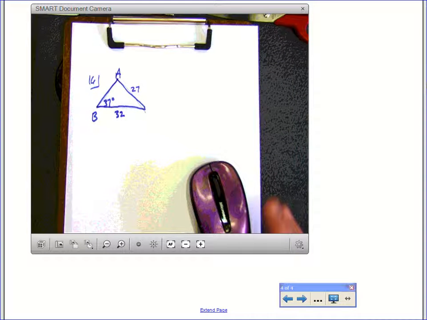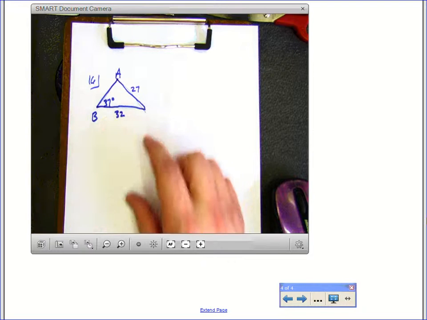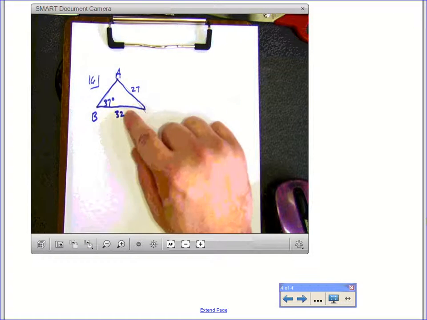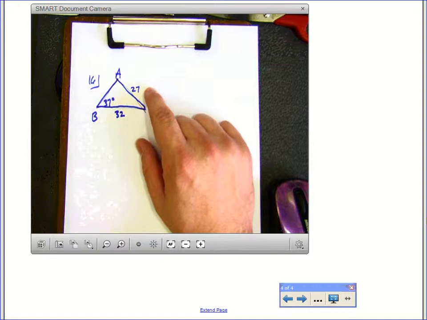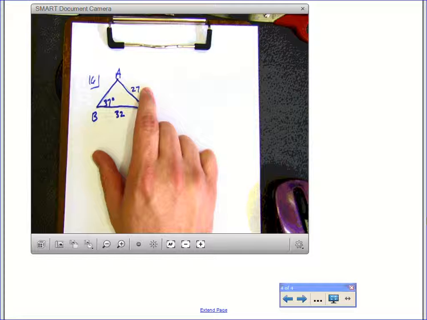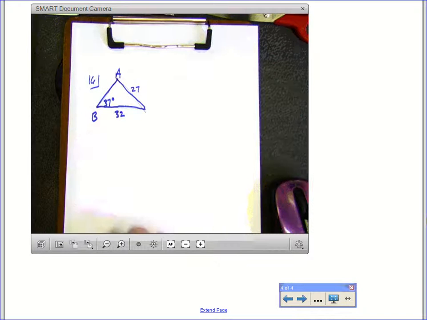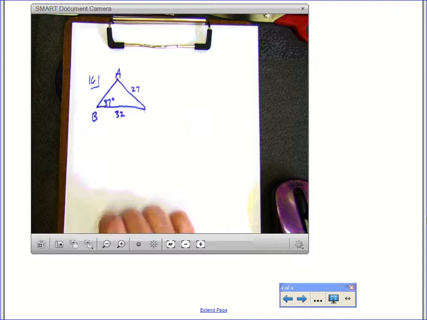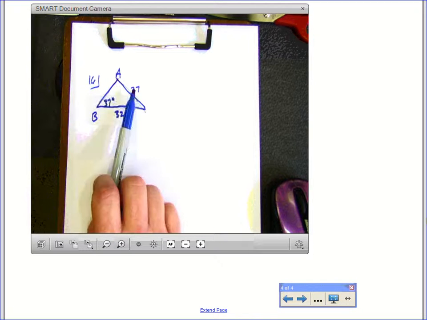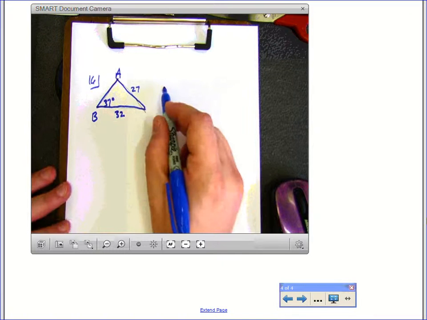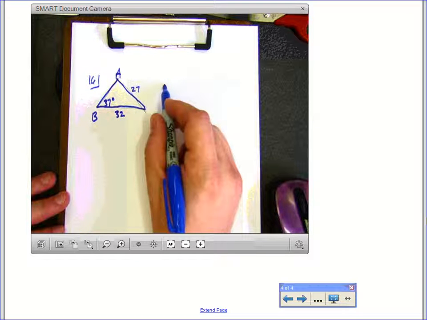Now let's switch it around just a second and then we'll compare. What if the 32 was right there? If the larger side is across from the given angle, this is one triangle. So if this was 32 and this was 27, it would just be one triangle, no comparison. But when the smaller side is opposite of that angle, we're going to compare. Now compare what though?